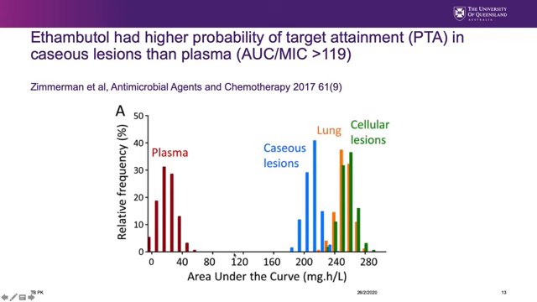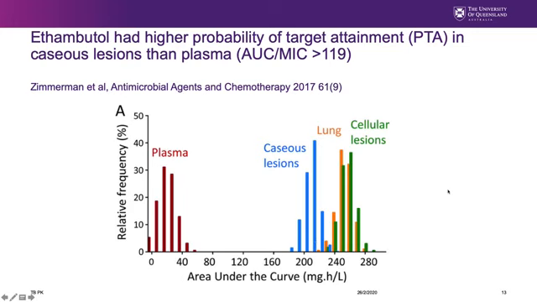And in plasma studies, they found that the levels are actually relatively low. So in terms of getting the target attainment of an area under the curve over MIC of 120, if you just looked at plasma alone, ethambutol would be a bit of a loser. But when you go on and look at its penetration at the caseous level, it's actually really much superior to what we see in plasma.